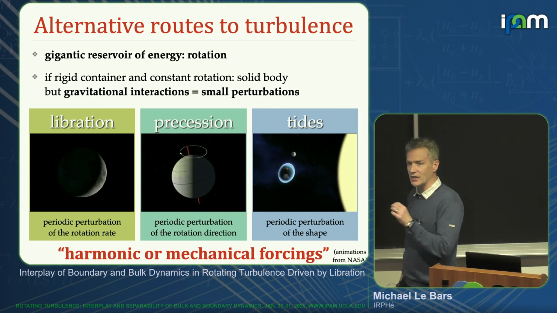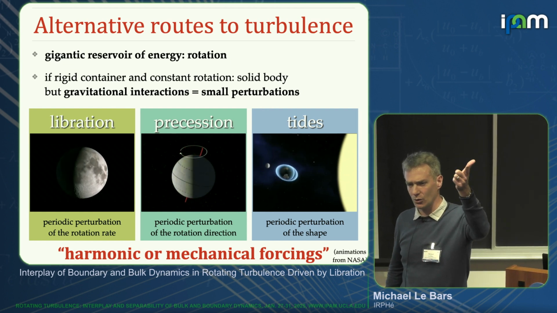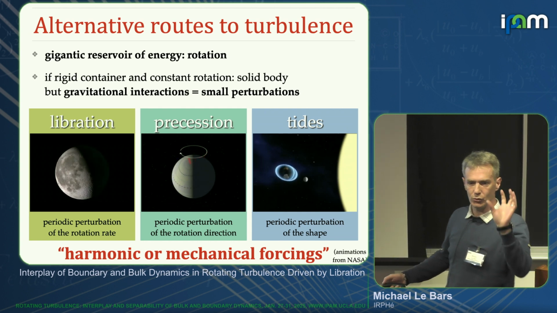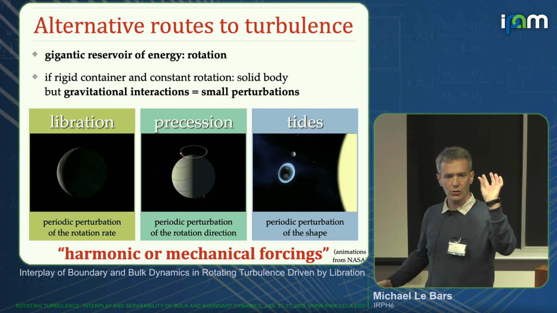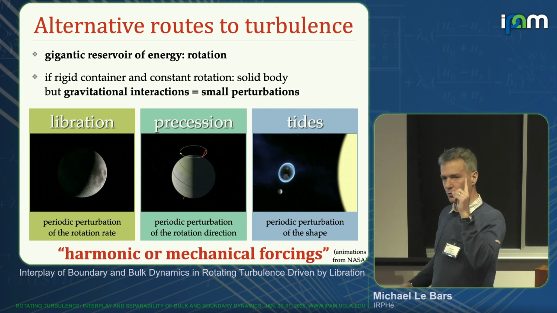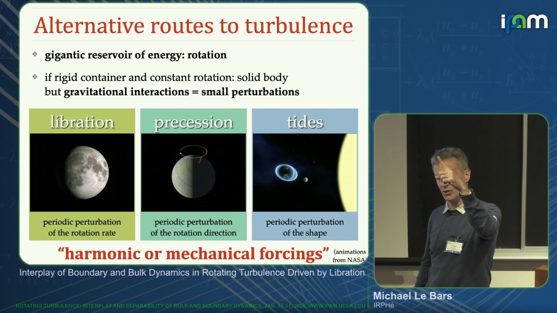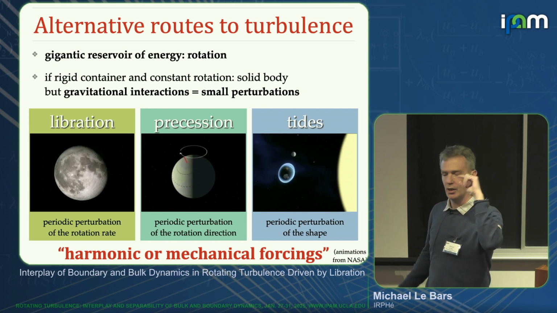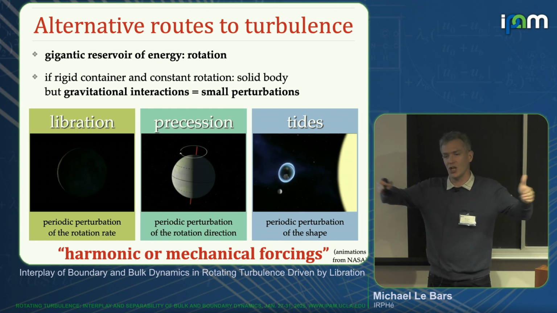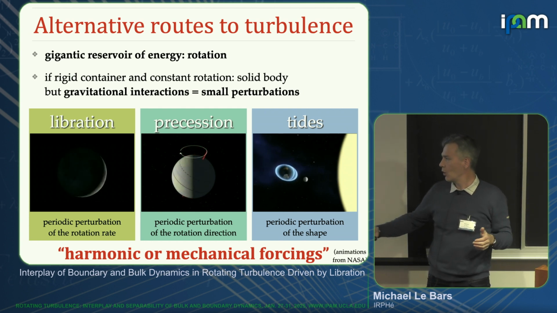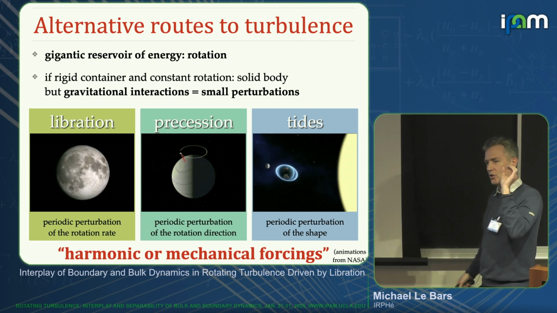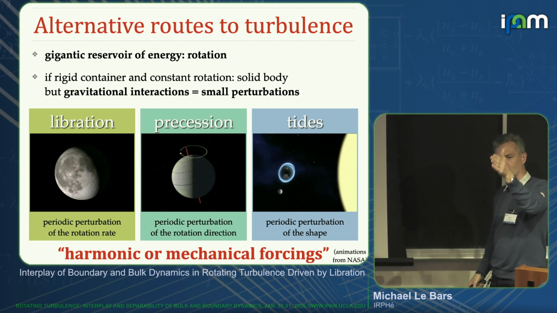And lucky enough, the planets are not rigid body rotating at a constant rotation rate, but you have things like libration, which corresponds to small perturbations of the rotation rate of the planet. You have precession, which corresponds to small change in the direction of rotation of the planet as a function of time. And you have tides, which correspond to small change in the bulge, in the shape of the planet, as a function of time. All those perturbations are, of course, tiny, but they are very regular, so they can force waves.